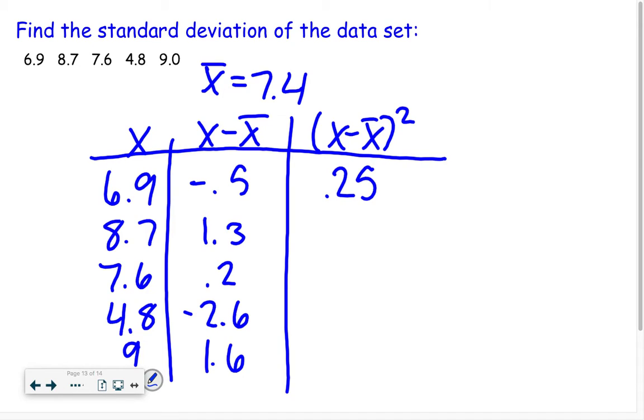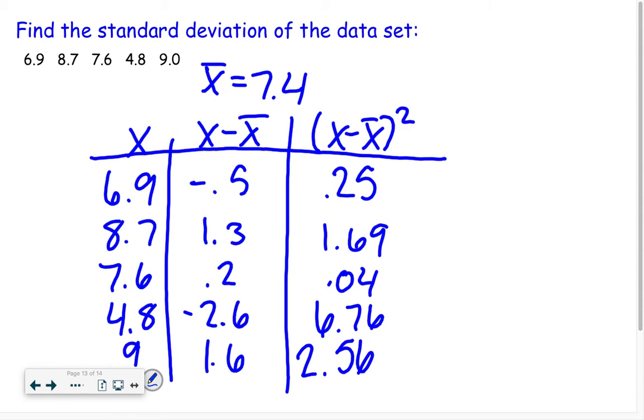1.3 squared is 1.69. 0.2 squared is 0.04. Negative 2.6 squared is 6.76, and 1.6 squared is 2.56. Questions through there?